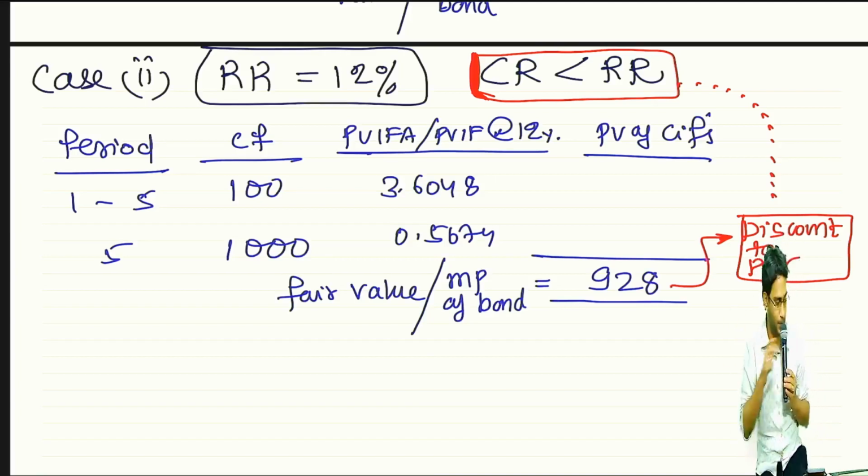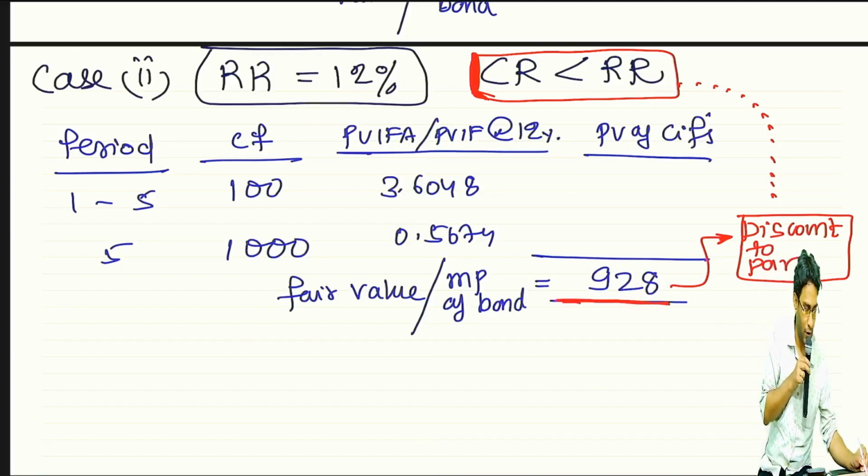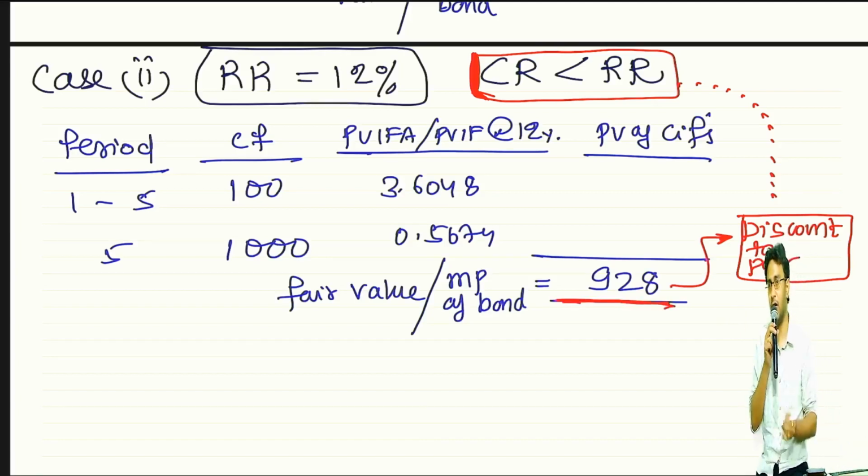Now you tell me, if you buy the bond at 928, if you are the investor, how much return will you get? 12 or 10? Go and read the conclusion of the first sum, case 1, question number 1. Forget about the coupon rate.